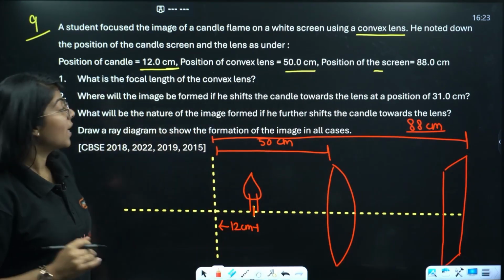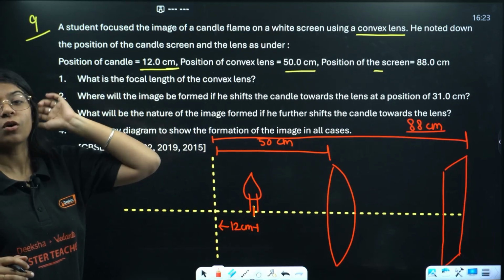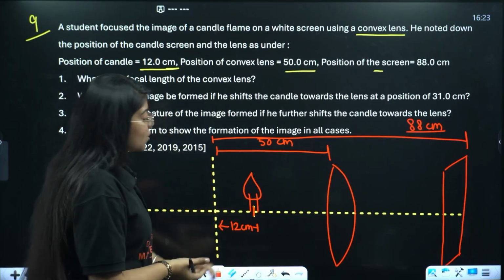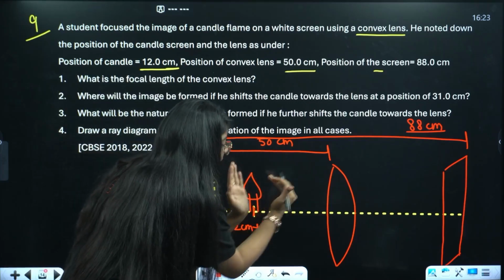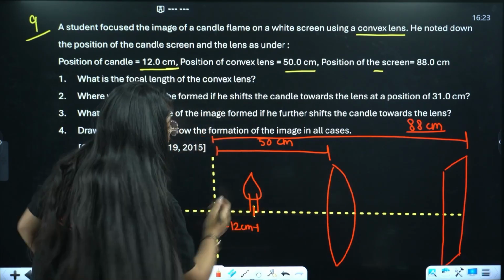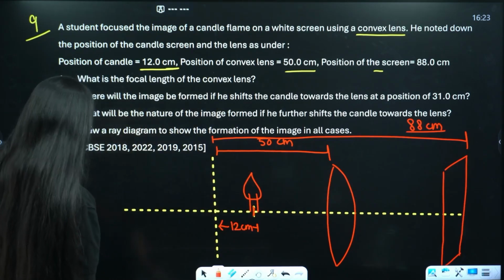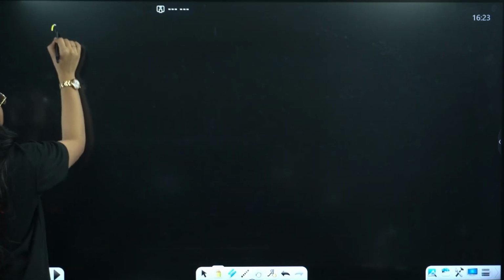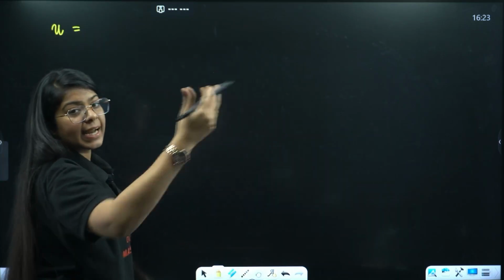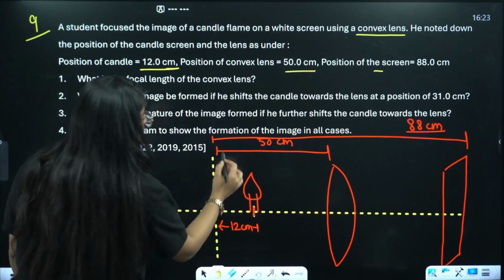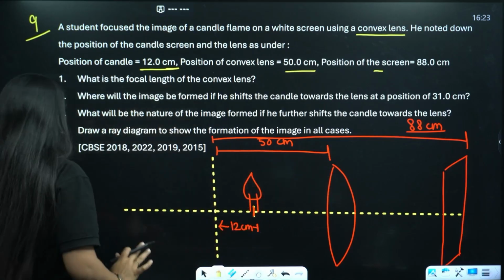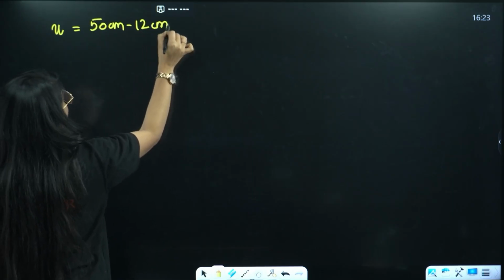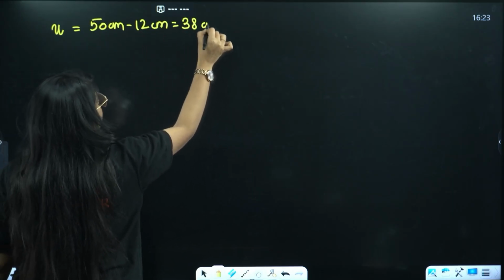Understood? Now they are asking, what is the focal length of the convex lens? For focal length we need object distance and image distance. Very easy. So object distance will be the distance between this candle and this lens, right? So that will be 50 centimeter minus 12 centimeter, correct? So 50 centimeter minus 12 centimeter, that will simply be 38 centimeter.